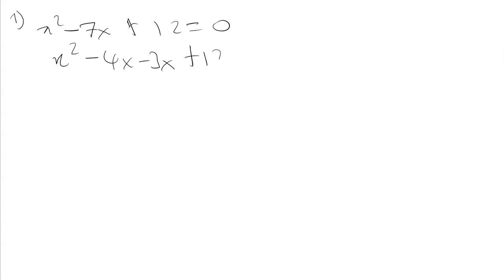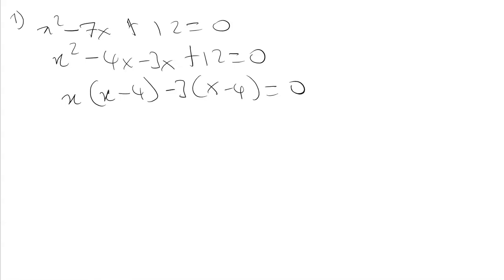Number 1, x squared minus 7x plus 12 equals 0. We're going to look for two factors that give us 12 and give us a sum of -7. So we can link with -4 and -3. So x squared -4x -3x plus 12 equals 0. We factorize for x: x minus 4, then minus 3, x minus 4 equals 0.